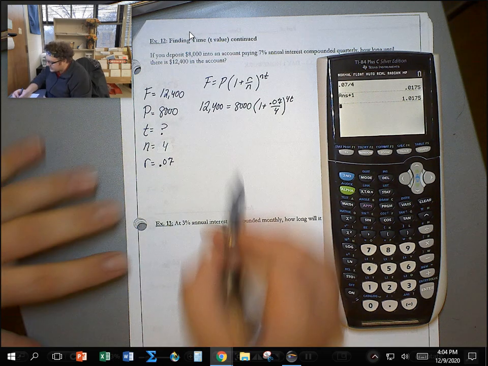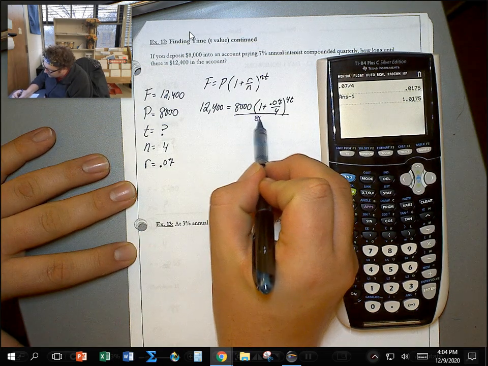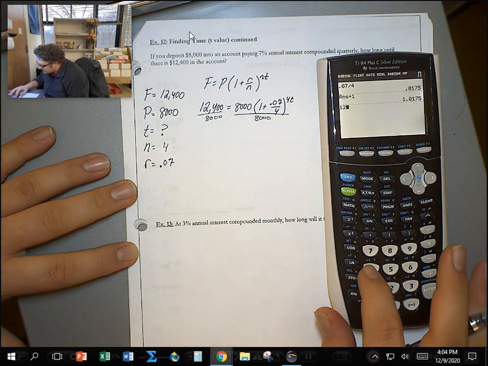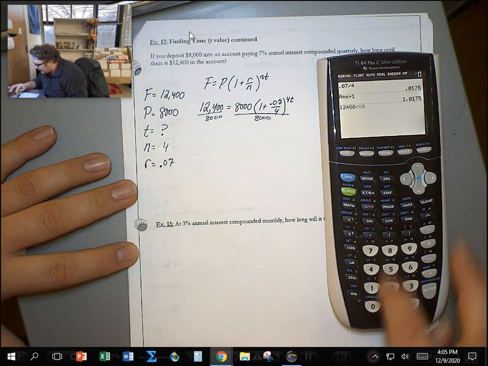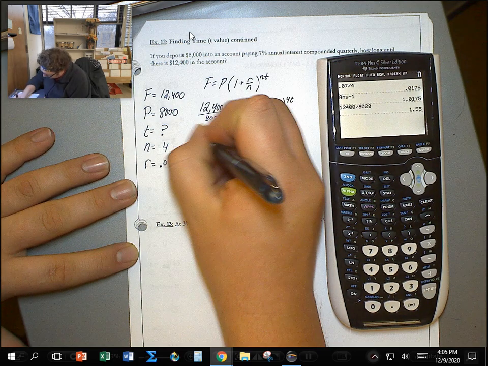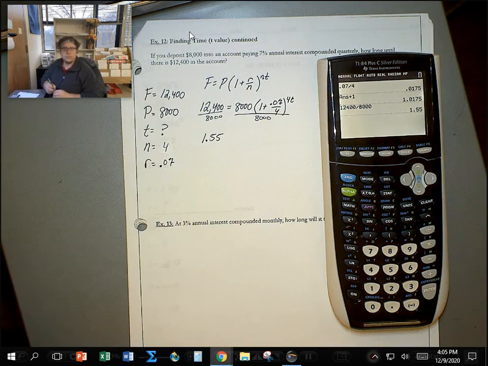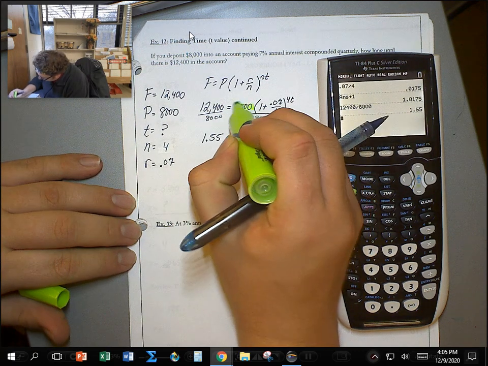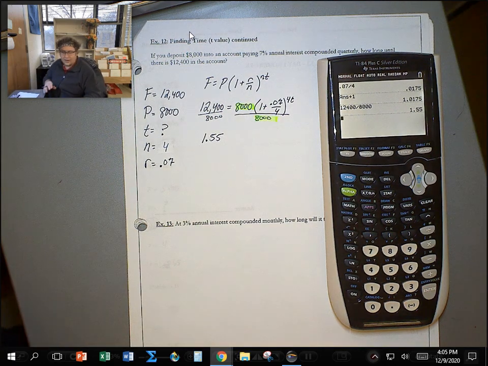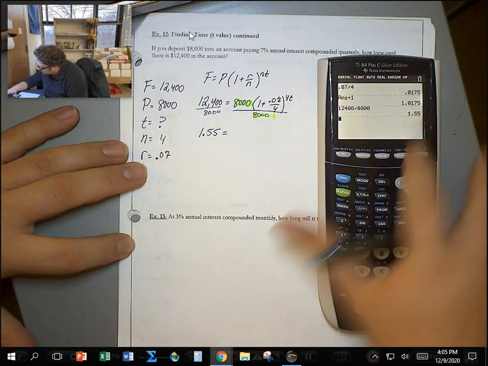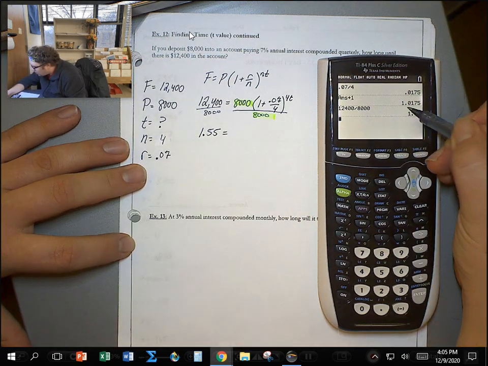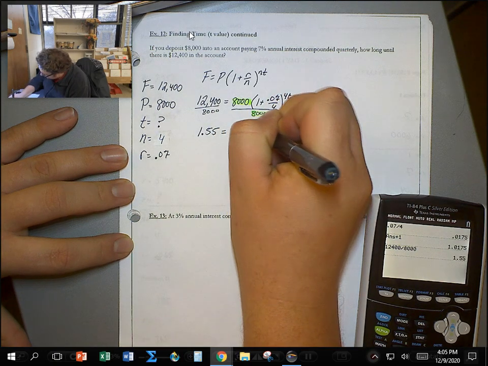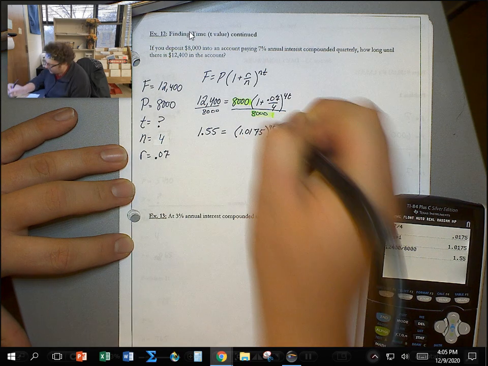My other step here is going to be to divide out P. We get the 8,000, and we say 12,400 divided by 8,000. And we get 1.55. So from there, we know that the 8,000s are gone because we divided them. And we know that the inside value is going to be 1.0175. So 1.0175 raised to the 4T power.